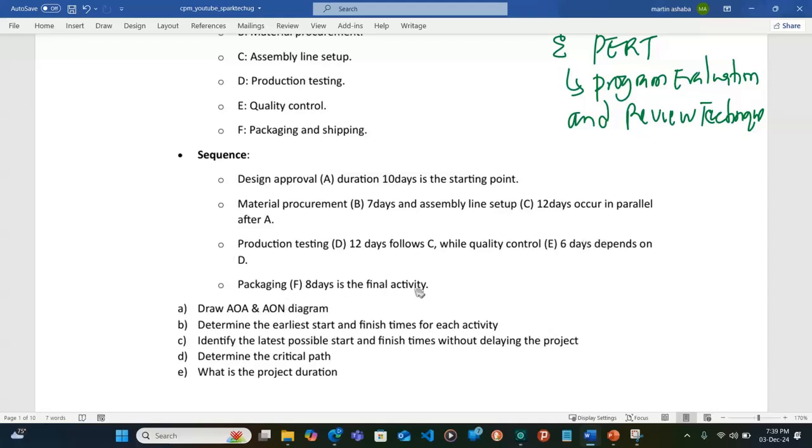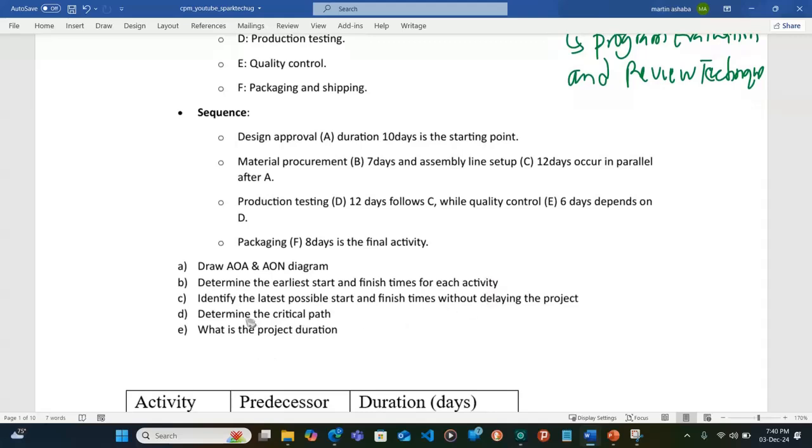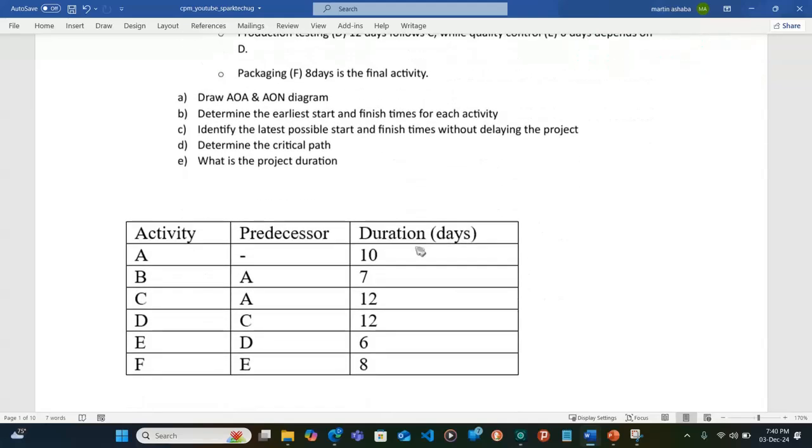the final activity. We are told to draw the activity on arrow and activity on node diagram, to determine the earliest start and finish times for each activity, and then identify the latest possible start and finish times without delaying the project. So we are told also to determine the critical path and then determine what the project's duration is going to be.